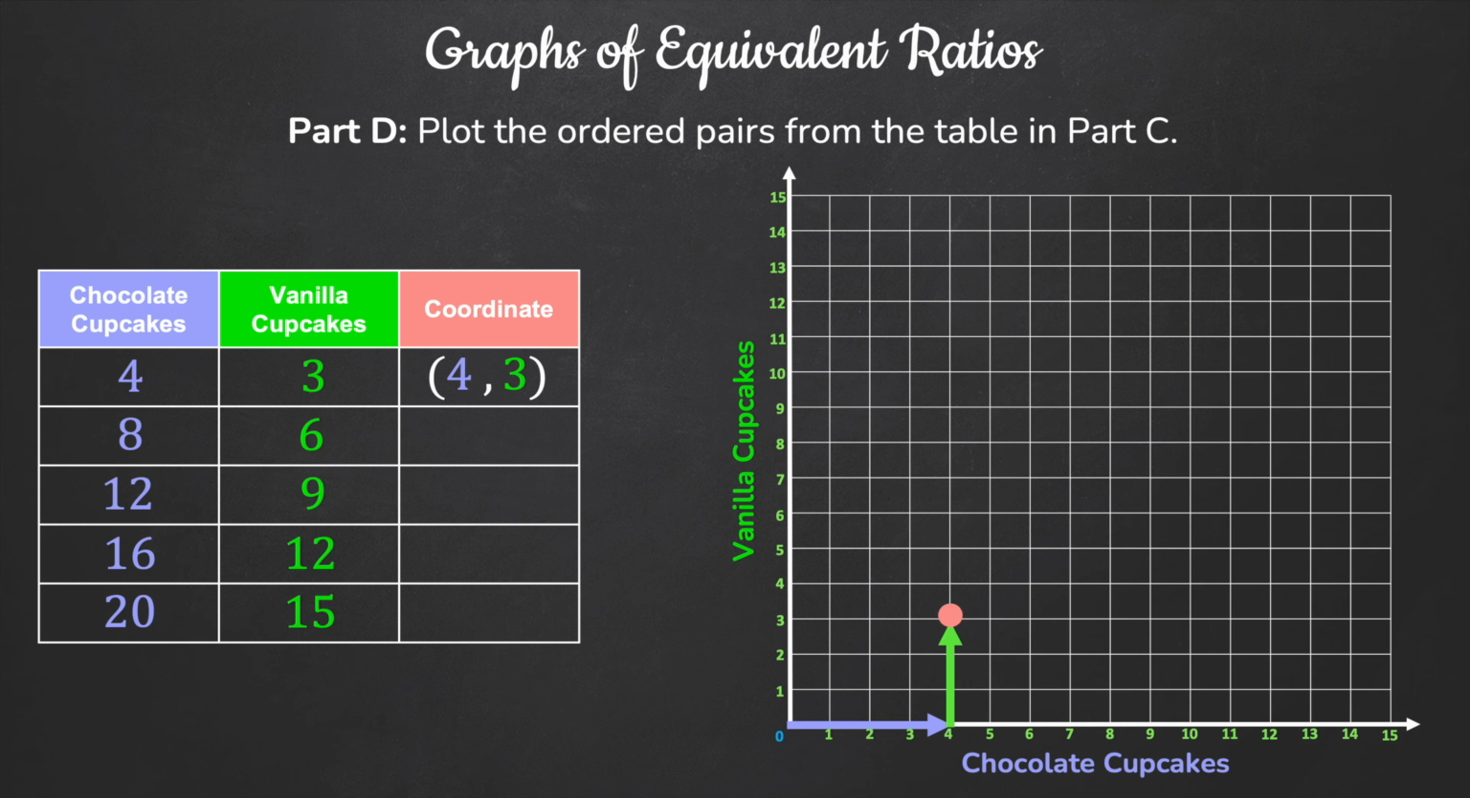Then we have 8, 6, so we're going to write that as a coordinate first. And then that means we're going to start at the origin, go 8 to the right and 6 up and plot that point. Then for the next one, we have (12, 9). So we're going to go 12 units to the right and 9 units up and plot that coordinate. Now for the next two, these numbers don't fit on our graph, but we're going to just write them down anyway. So now we have our graph with the equivalent ratios that we're able to fit here.